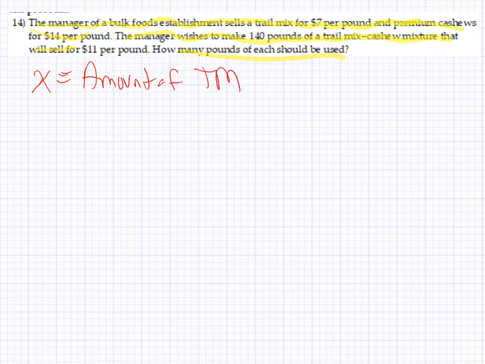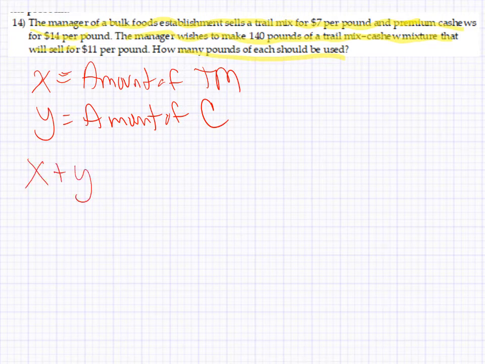And y is your amount of cashews. Okay? Well, we know that the amount of trail mix plus the amount of cashews has to be a total of 140 pounds. So we have that equation. And now we need another equation. Well, we need a money equation.